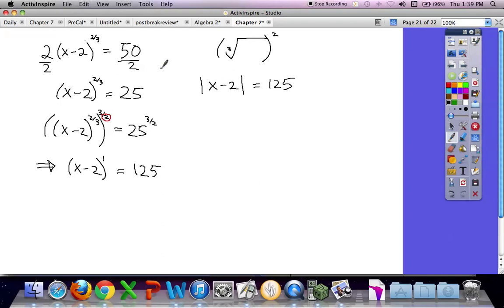Right, so now our third step in the process, solve the equation. Well, this equation is absolute value. So you have to remember, how did we learn to solve absolute value equations? Okay, first we isolated the absolute value. Then we set what was inside the absolute value equal to the positive right-hand side and the negative right-hand side. That's two equations solved. x equals 127. x equals negative 123.